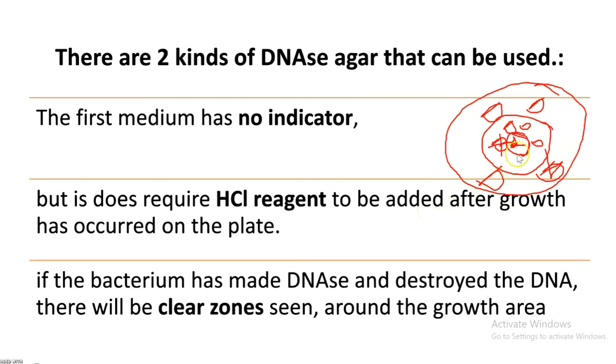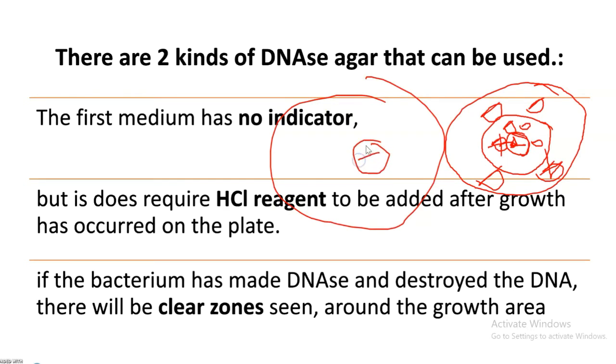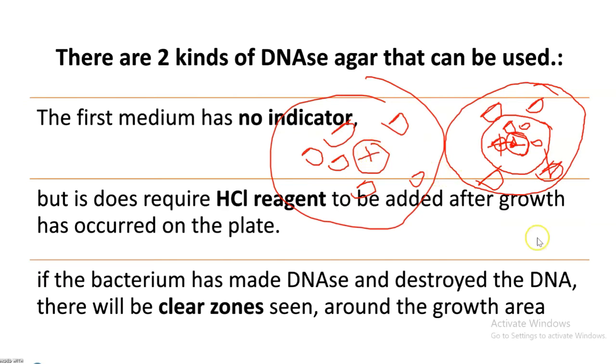Okay. And if the bacteria don't have DNase enzyme, it doesn't degrade or hydrolyze the DNA. And you don't see any clear zone on the plate. So it means that the bacteria is DNase negative.